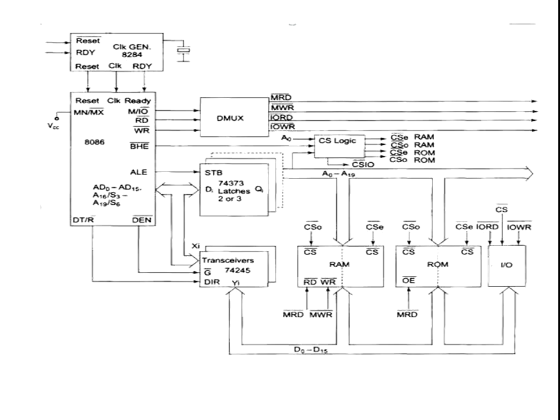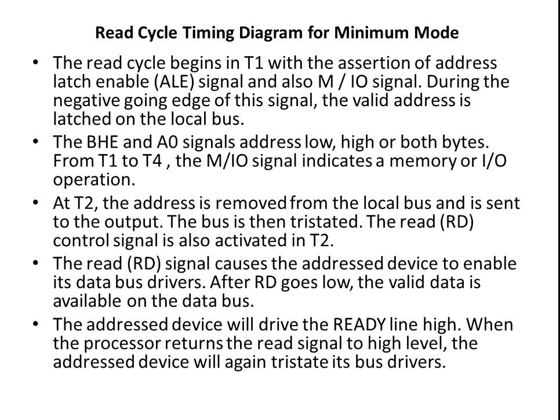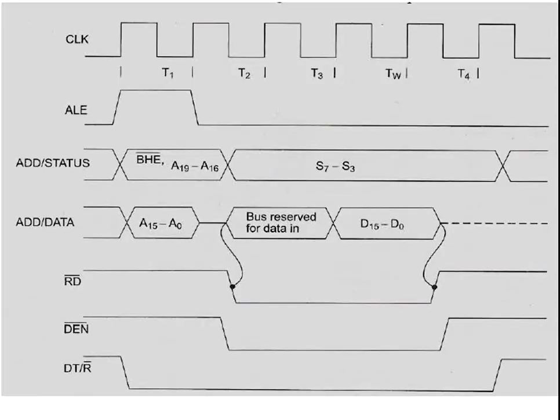The minimum mode and maximum mode working we can discuss using the timing diagram. The opcode fetch and the read cycle are similar. Hence the timing diagram can be categorized into two parts. The first one is the timing diagram for the read cycle and the second one is the timing diagram for the write cycle. First we can see the read cycle timing diagram for minimum mode. So this is the timing diagram for the read cycle.